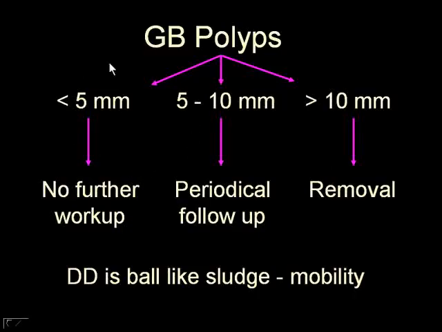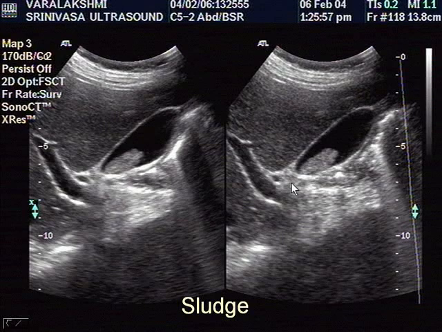If a polyp is less than 5 millimeters in size, no further workup. If it's 5 to 10 millimeters in size, periodic follow-up. You can do 6-monthly or 3-monthly if the patient is too worried. And if it's more than 10 millimeters in size, we don't take chances. You advise or opt for removal of the gallbladder. Okay, we saw how to differentiate between sludge and polyps.